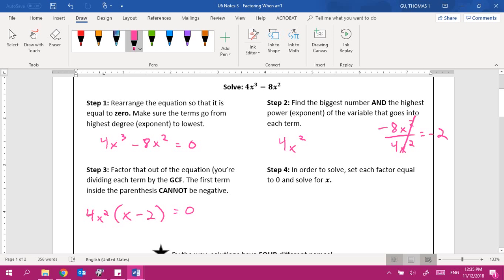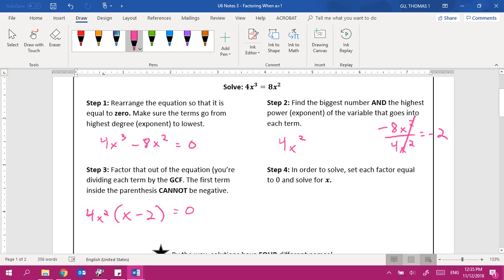Step 4 then. Remember the original question said to solve, right? So we need to find x. We got to solve for x. So how do we do that? We set each factor. This outside, that's a factor. That's the greatest common factor. This inside the parentheses, each set of parentheses is a separate factor. So we set each one equal to 0.